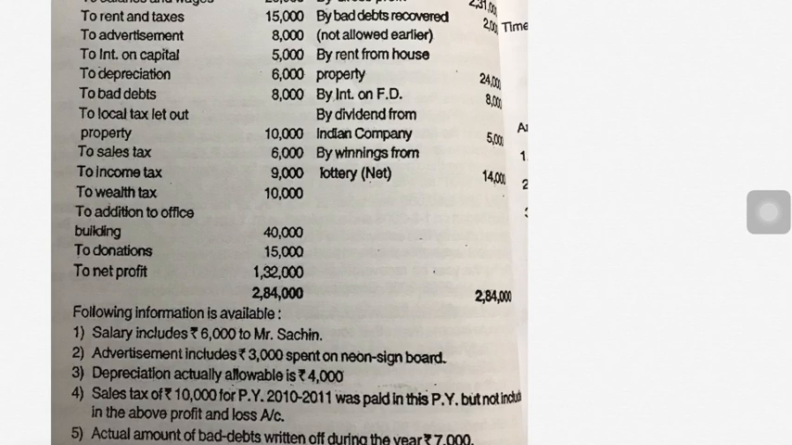Okay, so 6,000 is not an expense. And it is shown in your salary and wages. So 6,000 you want to remove the effect, so you will add back to net profit.